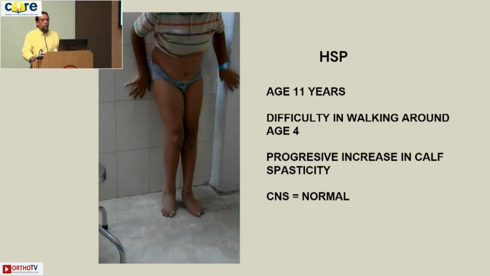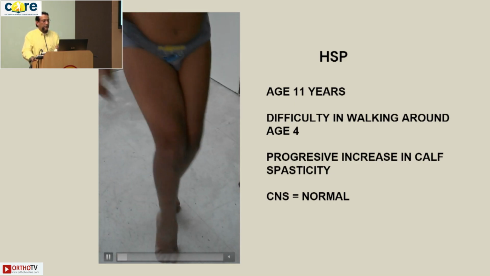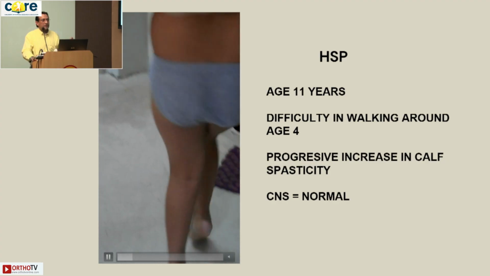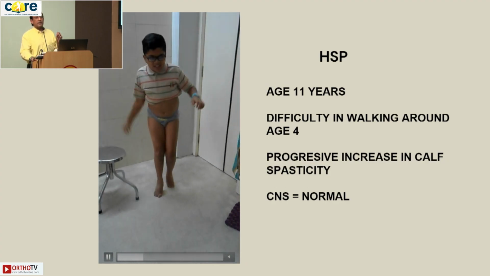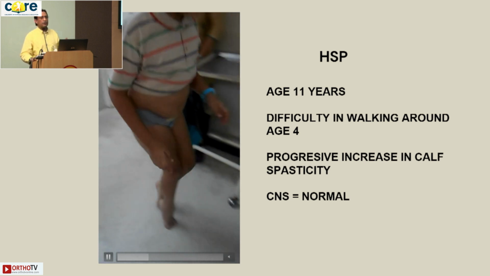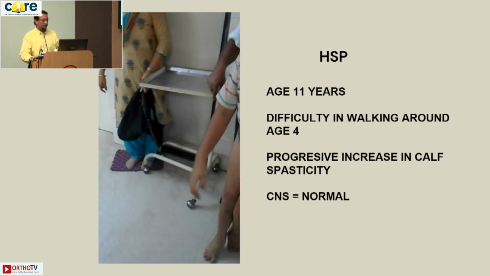Now also you get toe walking in a condition called hereditary spastic paraparesis. This was an 11-year-old child who had difficulty in walking. He presented late, around 4 or 5 years of age. Before that he was completely normal, and yet had progressive increase in calf tightness, and his mental status and his upper limb were completely normal. And one should not mistake this for cerebral palsy. This is hereditary spastic paraparesis, a genetic defect.